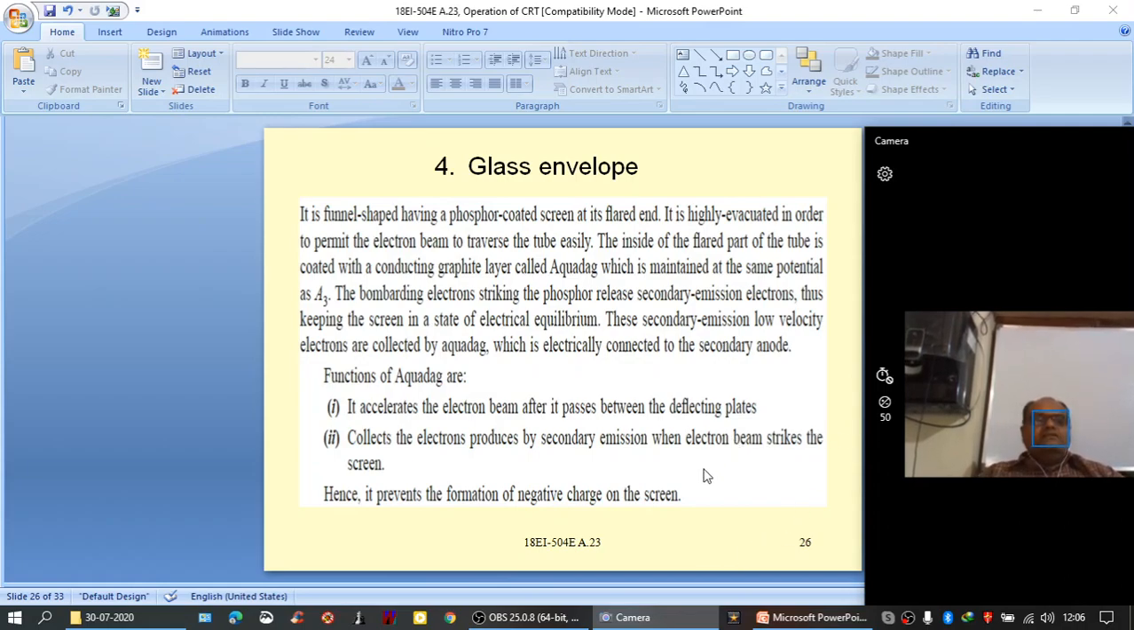When electrons strike the CRT or CRO screen, there would be some negative charge. But because of the presence of aquadag at a very high positive potential, all these secondary emitted electrons are attracted and the screen is free from any electrical charge.